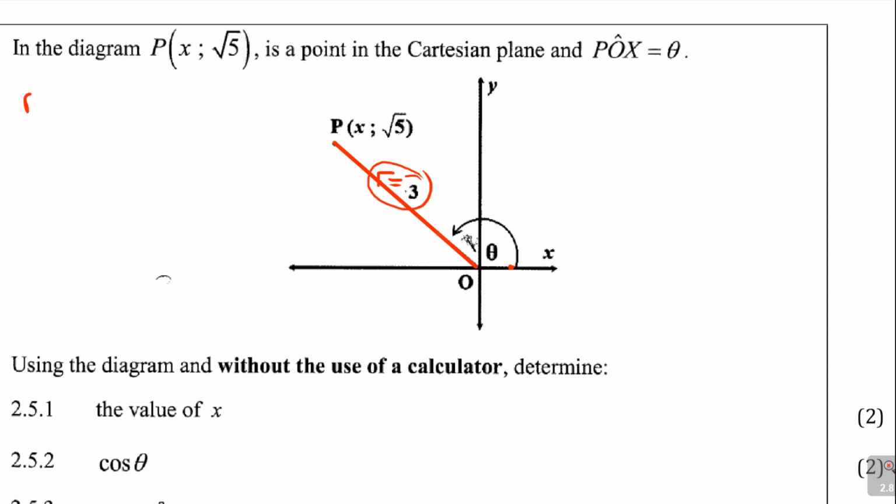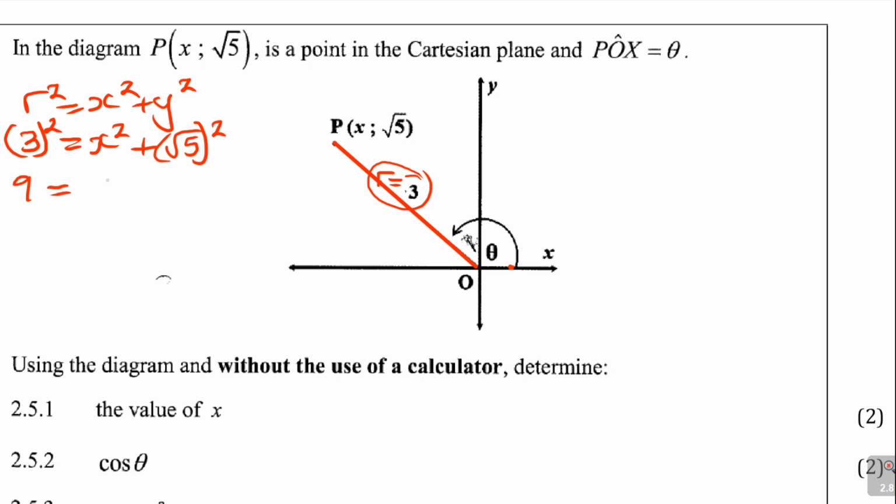See that? So you can go on. R squared is X squared plus Y squared. But I know my R now is 3. Put brackets. So it's good to put brackets. 3 squared is equal to X squared plus, now Y is positive there, bracket square root of 5 squared. So now 3 squared is 9, is equal to X squared plus square root of 5 squared, which becomes 5. You can test that with the calculator.